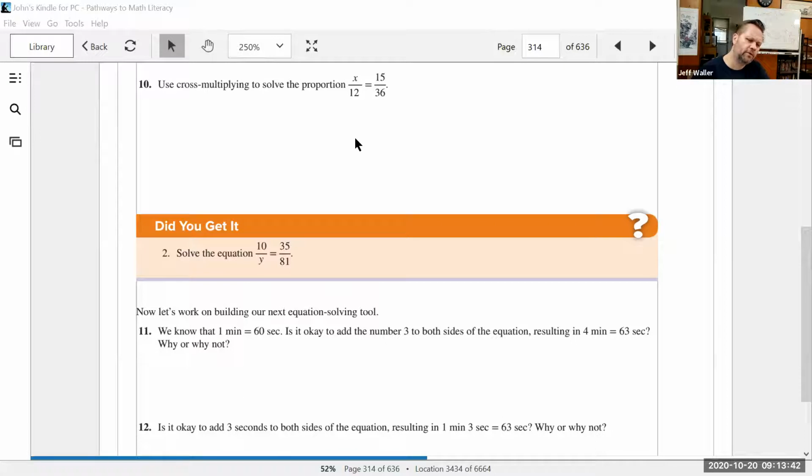So 23. Sounds about right. 22 point something. You're going to need your calculator on this one, guys. So who can tell me what's the step you get to once you do cross multiplication?